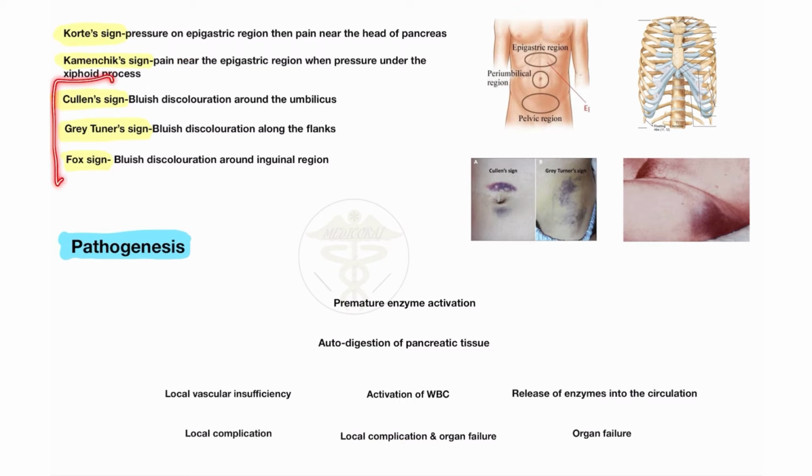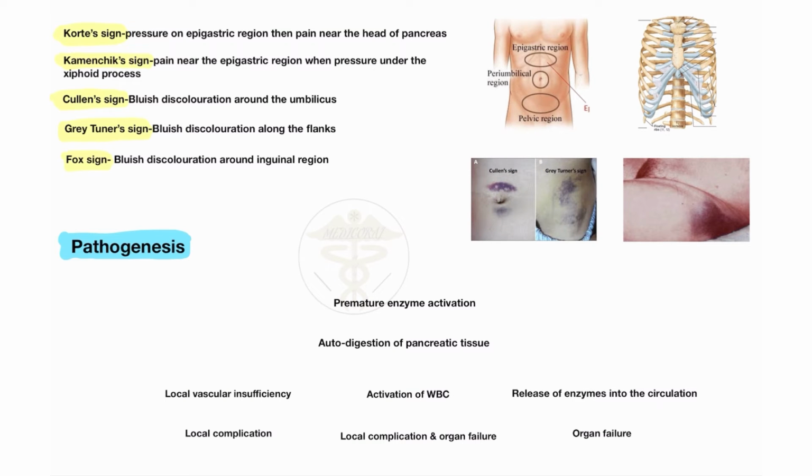Three more important signs you need to know. The main important sign you will see in a patient with acute pancreatitis is the Cullen sign. Cullen sign is bluish discoloration around the umbilicus. Here you will see bluish discoloration of the skin, a bluish red type of discoloration around the umbilicus. This is called the Cullen sign.